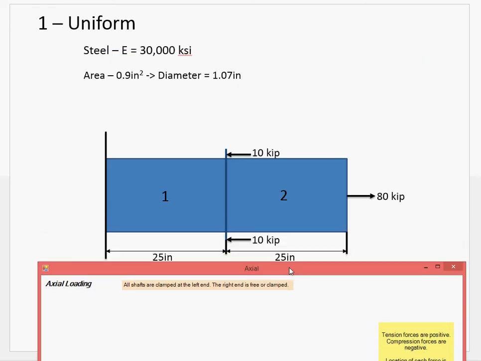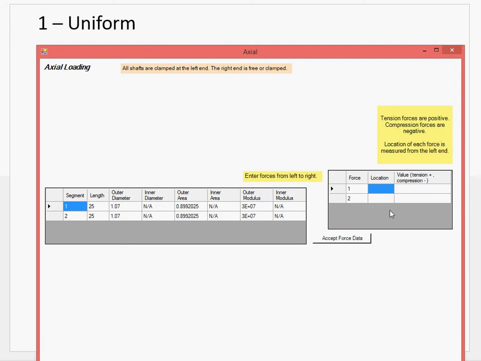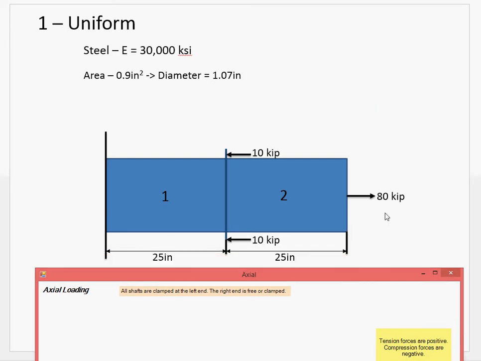Working from the left, the first one that you reach is that 20 kip. So 25 inches, negative 20,000 pounds, which is 20 kip. Negative because it's compression. All the way across is the 80 kip.